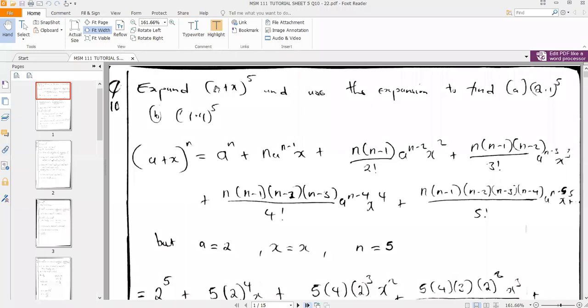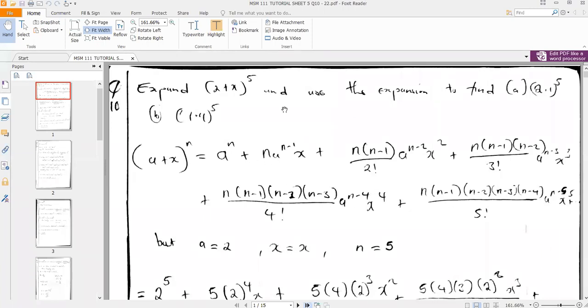They didn't specify the expansion method to you. So here you can even use Pascal's triangle, isn't it? But here we use the binomial theorem to expand this. The theorem says that (a + x)^n should be equal to a^n plus the n term and so on. I think you have seen this formula in your notes.